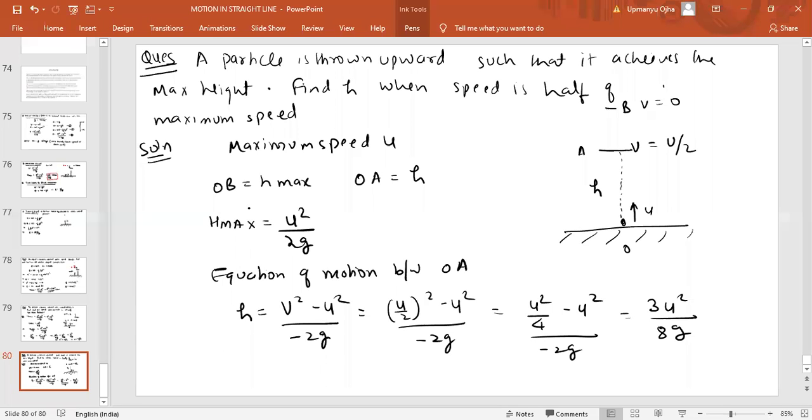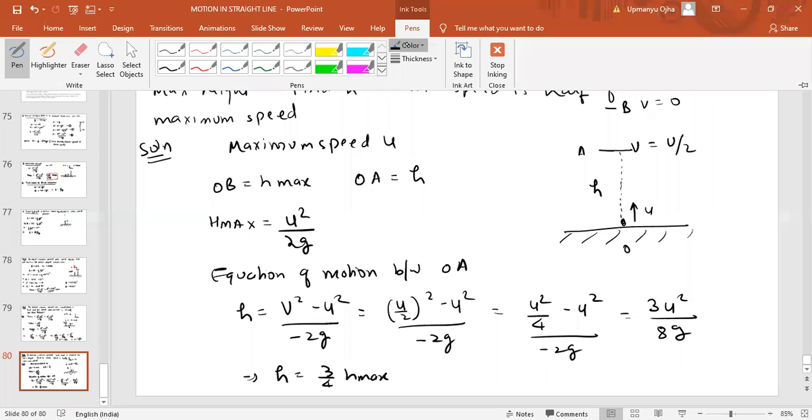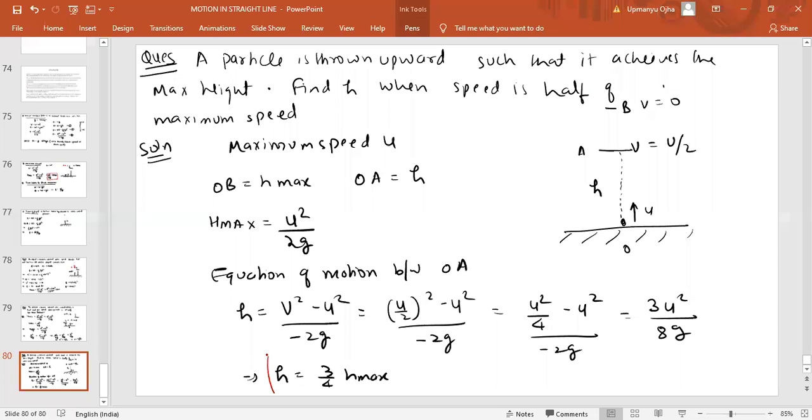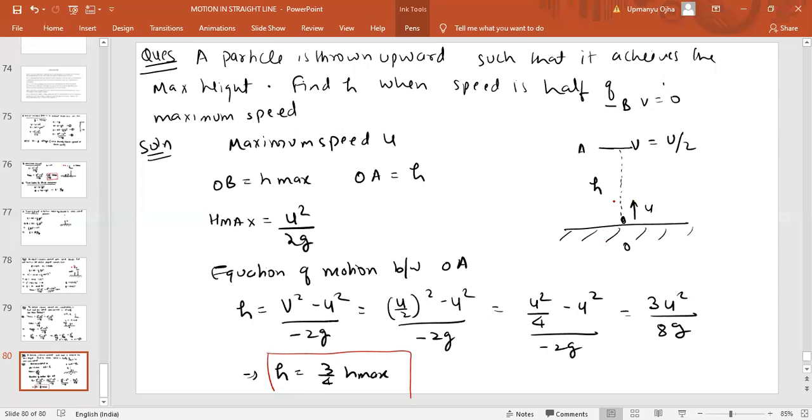Okay. Now in terms of maximum height, can we write this as h equal to 3/4 of maximum height? That is the answer. Okay. So the height h would be 3/4 of the maximum height, which means when the height is 3/4 of the maximum height, the velocity of the particle becomes u by 2. U by 2 means half of the maximum speed. Okay.